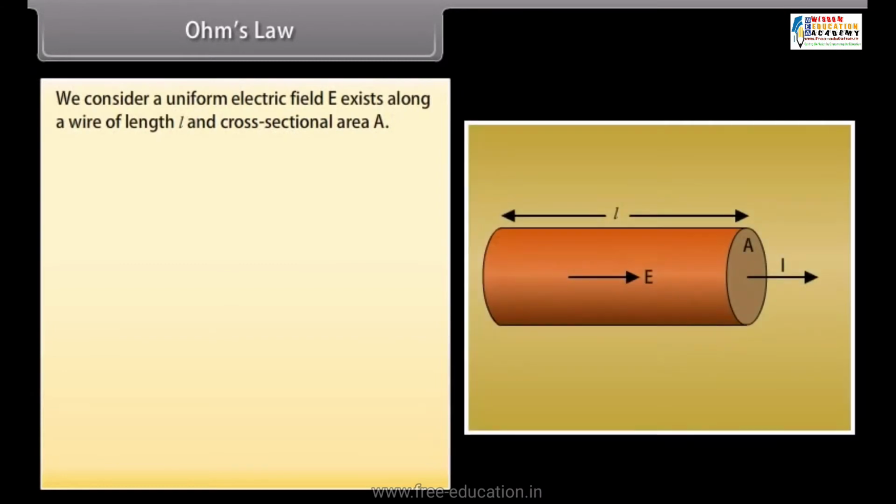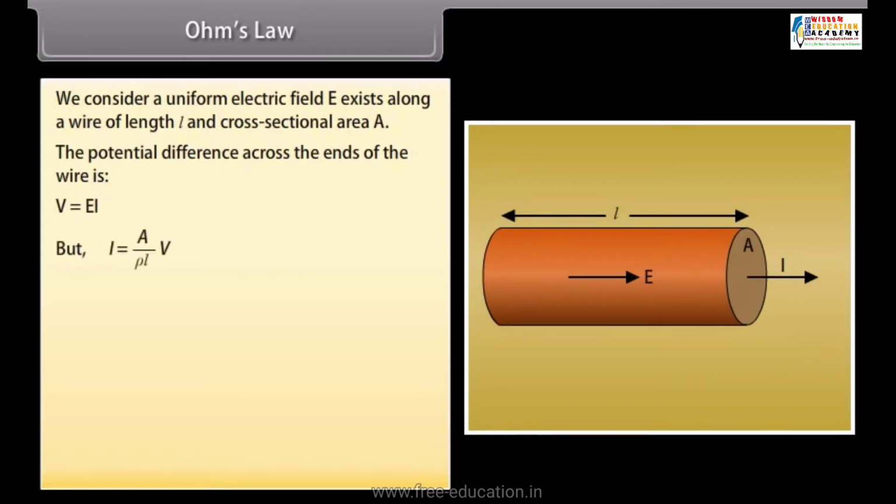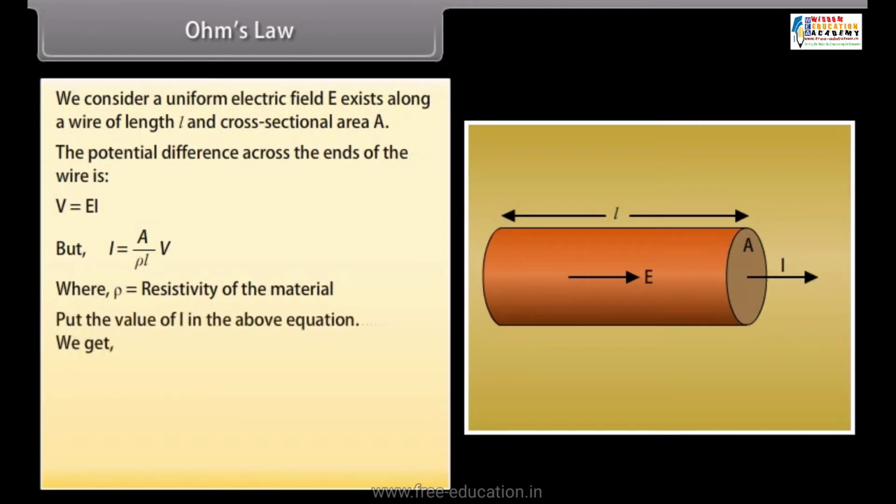We consider a uniform electric field E existing along a wire of length L and cross-sectional area A. The potential difference across the ends of the wire is given by V = EL, but I = (A/ρL) × V, where ρ is the resistivity of the material. Putting the value of I in the above equation, we get the value of resistance, which is equal to ρL/A.